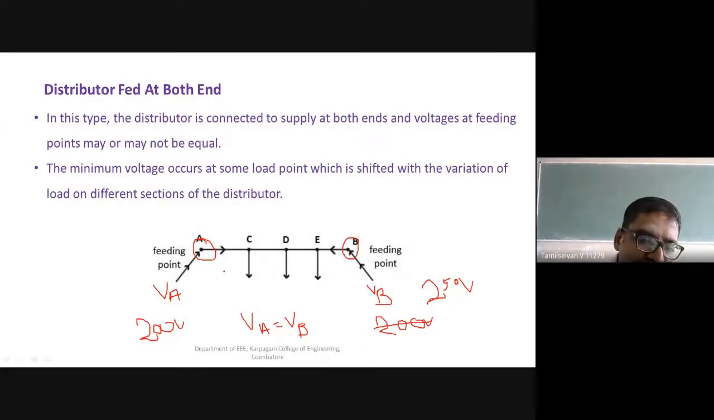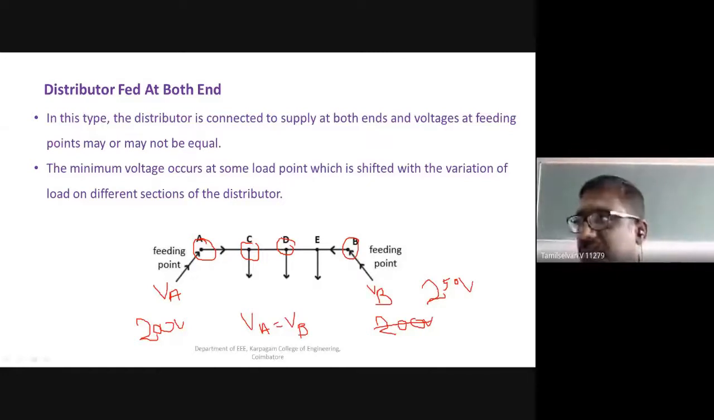Then remember the point D may be your minimum point of potential if it is going to be fed with equal voltages, or if it is going to be unequal voltages, the C may be your minimum point of potential. So this we are going to calculate by applying Kirchhoff's current law, and we are going to calculate the voltage at the different tapping points.